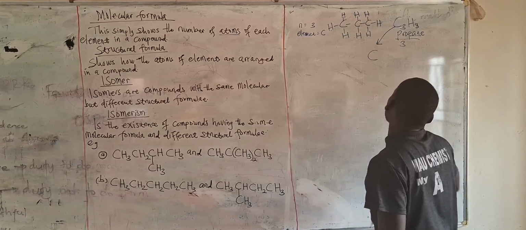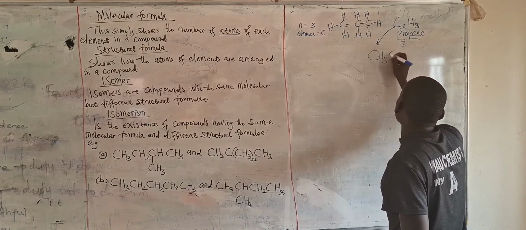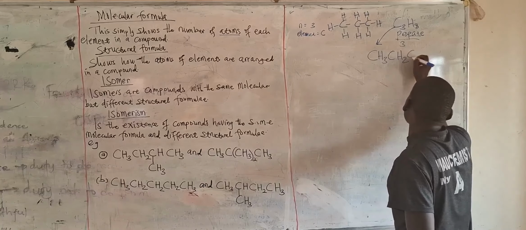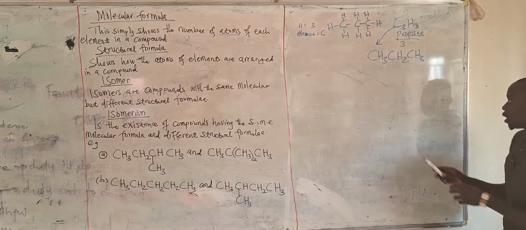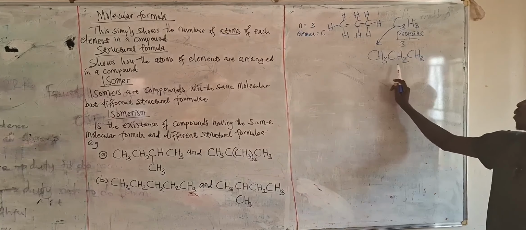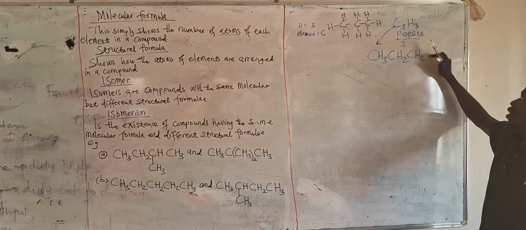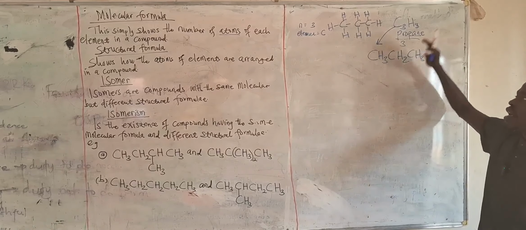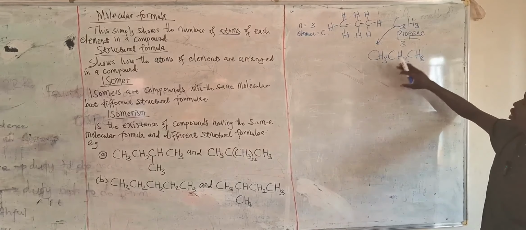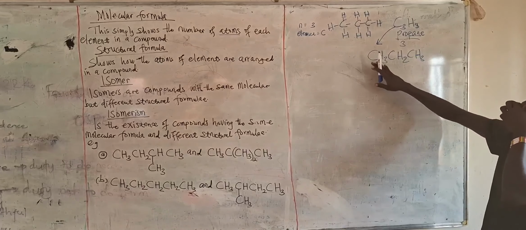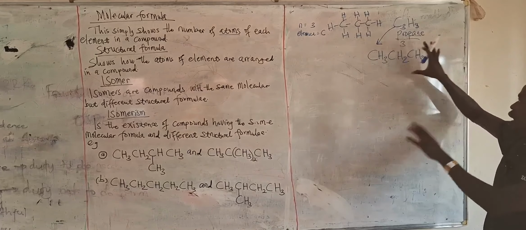If I don't want to write this in that format, I can also say I have CH3, CH2, CH3. When you look critically, 3 plus 2 is 5, then plus 3, we get 8. So this also shows the molecular formula for this compound, because it shows that we have 3 carbon atoms, 1, 2, 3, then we have 8 hydrogen atoms.